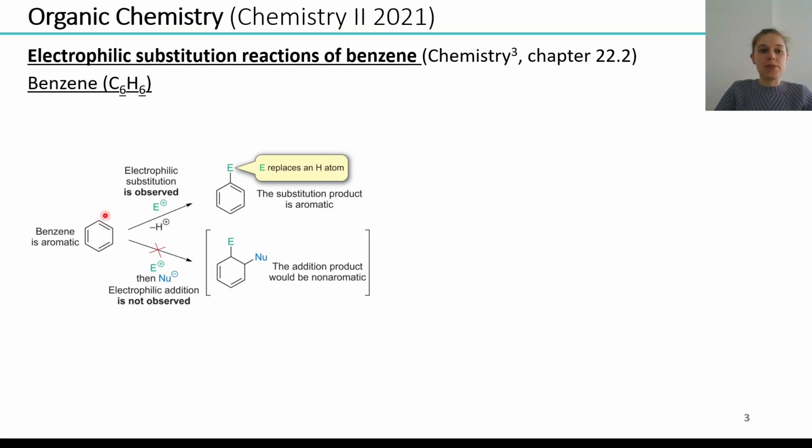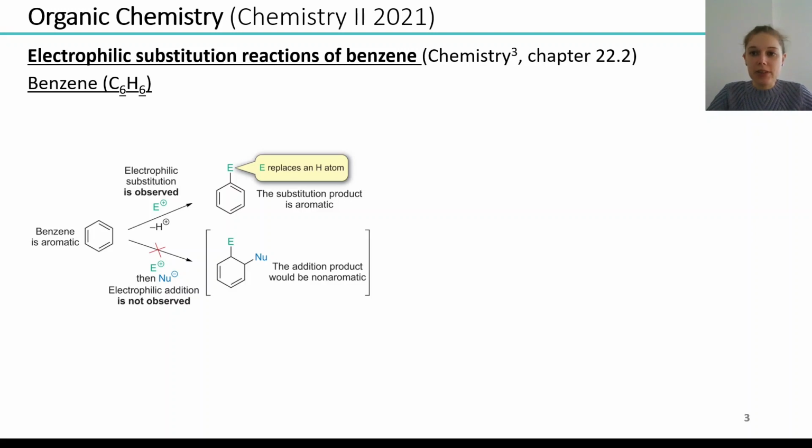Here we can see we started with a benzene molecule and we end up with another aromatic compound which looks exactly like benzene, but now no longer has a hydrogen atom attached to the benzene ring, but an electrophile. So in other words, the electrophile just substitutes the hydrogen atom. And the advantage is that we retain the aromaticity of benzene.